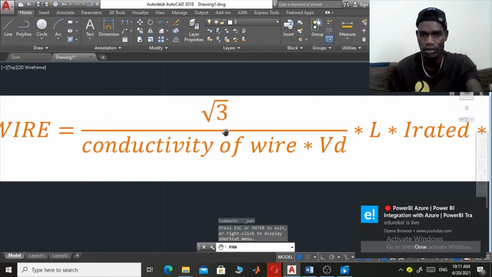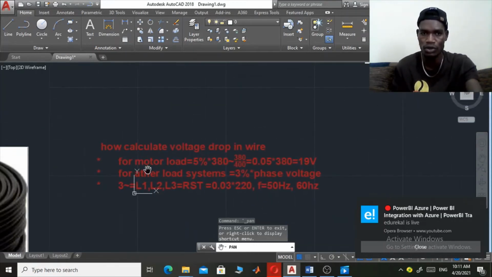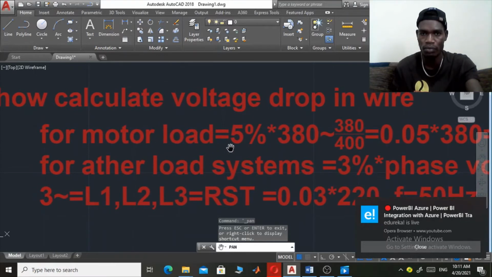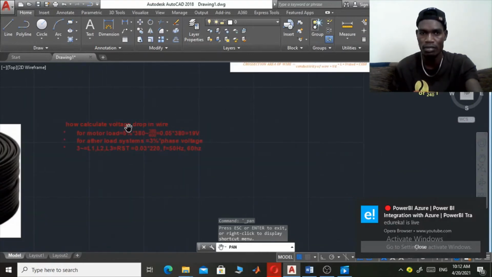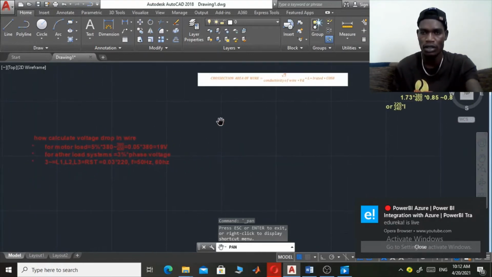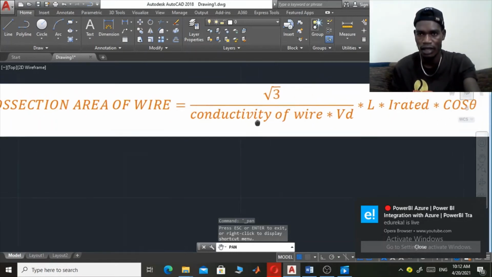To substitute 56 in the conductivity of copper wire, the voltage drop, as I mentioned, as I presented to you, you have to take voltage drop 5%, which is 0.05 times 318, which is 19 volts. So 19 volts in a case of a motor load. If your system has a motor load, or the power is taken for a motor in order to rotate some kind of 3-phase or single-phase motor, you have to take that. This is a voltage drop.